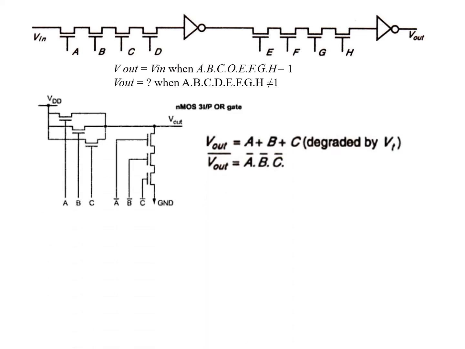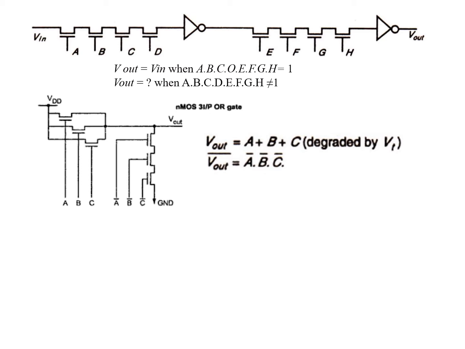Now let us go into one more example of a pass transistor. Here we are using an NMOS 3 input OR gate. In this particular case, you can see that 3 gates are in series and 3 are its negation part. That is, if A is equal to 0, then A bar will be 1. That is the complement part. One is in series, and the other one is in parallel combination. Then the structure of this is connected to your V out.